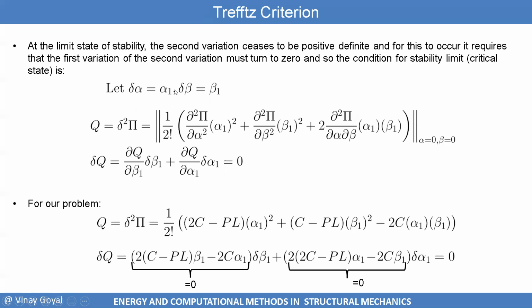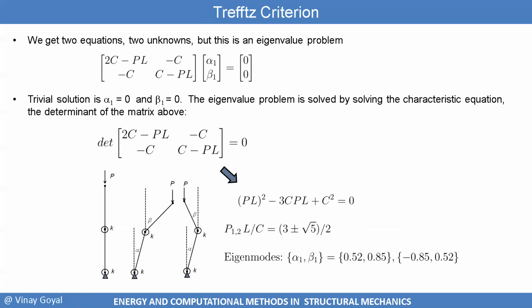I call del alpha alpha 1 to make it easier for our eyes to calculate everything. And then the first variation of Q is the first variation of the second variation of pi, and this is what you get. For our problem, we calculate the second variation of pi very easily with alpha equals 0, beta equals 0. And then del Q is equal to this times del beta 1, this times del alpha 1. And then we can proceed forward. And then we saw that alpha 1, beta 1 is a trivial solution for the first variation of the second variation of pi.